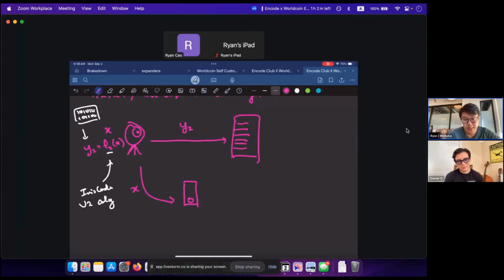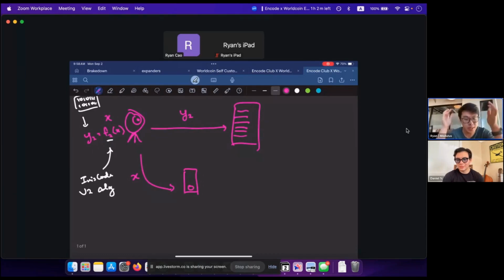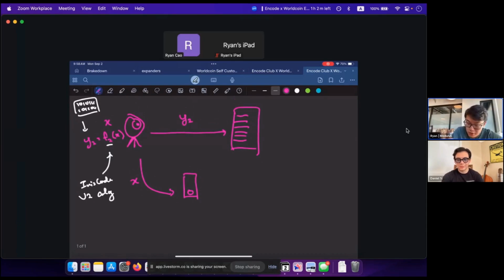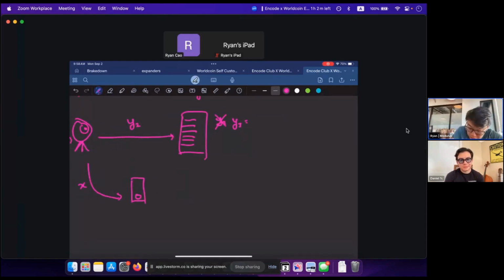So now let's say that we have a new iris code algorithm. And this is exactly one of the key use cases for ZKML here. Let's say that suddenly Worldcoin's biometrics team comes up with an F3. In other words, there's a new algorithm on the block. Instead of having Y2 stored on the servers, we want Y2 to be X'd out, and we instead want Y3, the new iris code, where Y3 is calculated via F3 of X, where F3 is a new iris code algorithm.